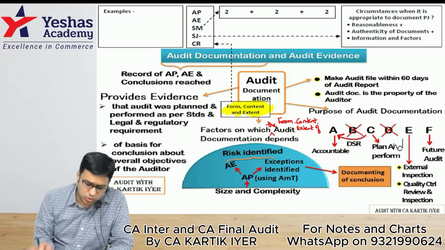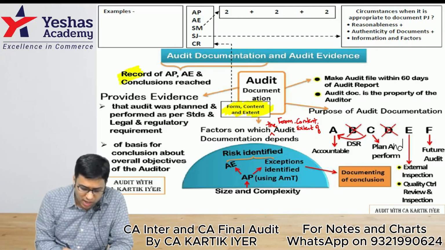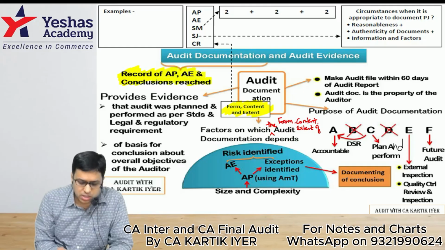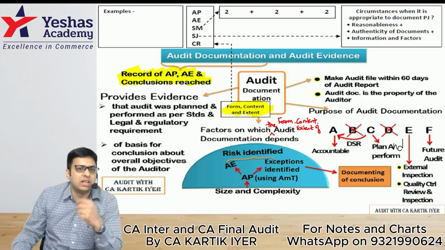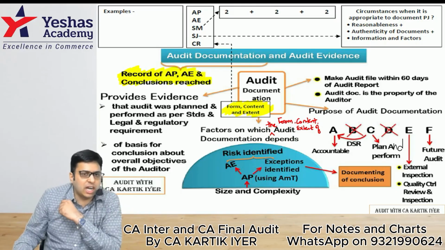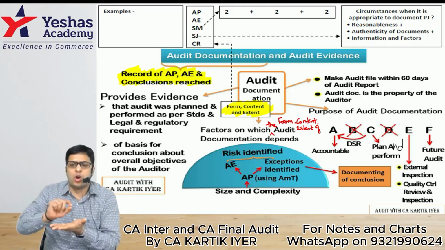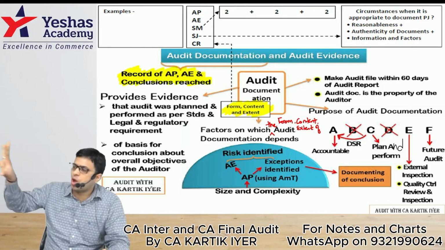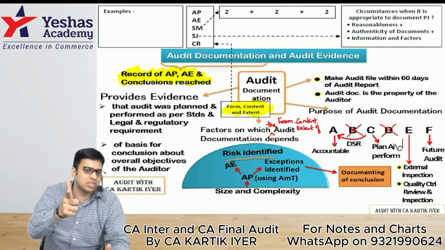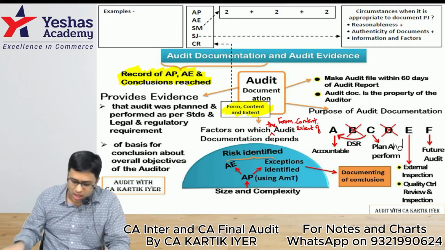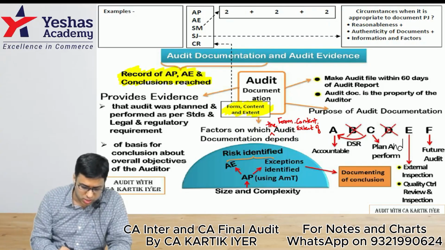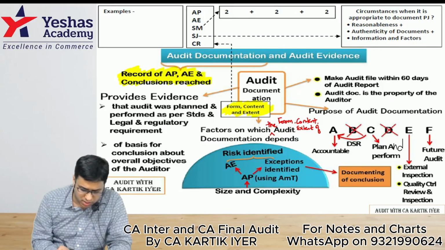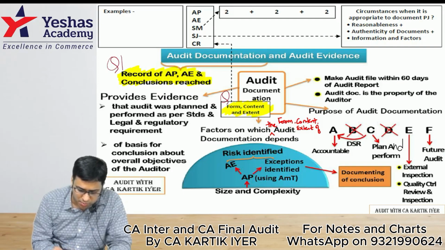Let's go now to question number 1. What is the definition of audit documentation? Audit documentation is a record of audit procedures performed, audit evidence obtained, and conclusions reached. As simple as that. So this is your question number 1, and what we did earlier was question number 5.